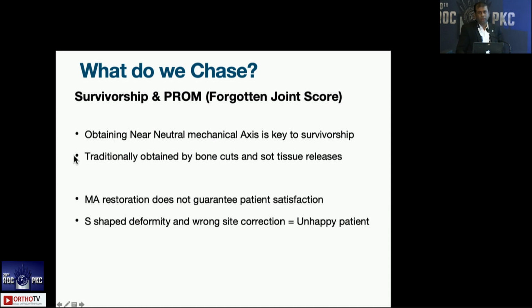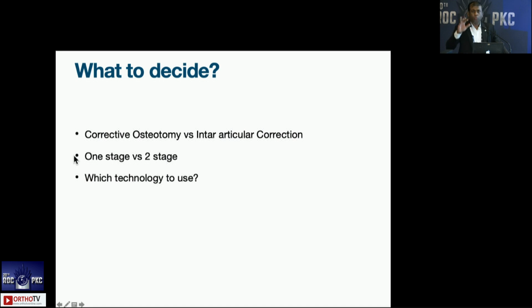What do we chase when we do a knee replacement? We all know that we chase survivorship and PROM, and we had enough discussions yesterday about what is correct and whether achieving what we want necessarily leads to patient satisfaction. But one thing is guaranteed: if you leave the patient with an S-shaped deformity, that's the key thing when we talk about extra-articular deformity. Do not leave an S-type deformity when you are doing these knee replacements, because that will certainly lead to unhappy patients. So one mantra that you want to take away when you are correcting is don't leave them with an S-shaped deformity.